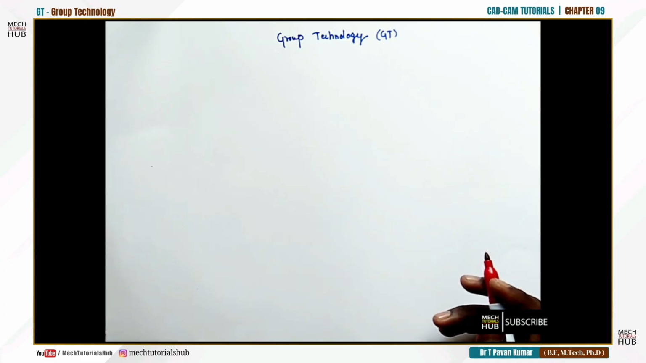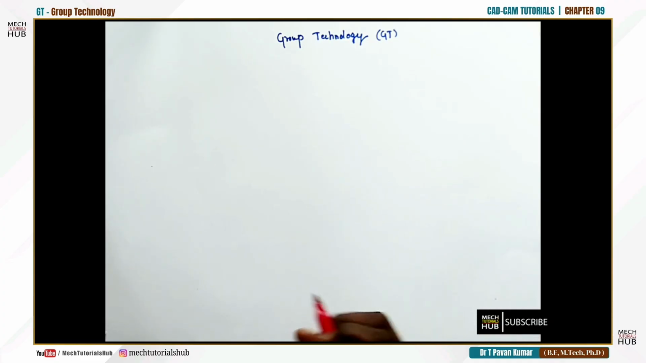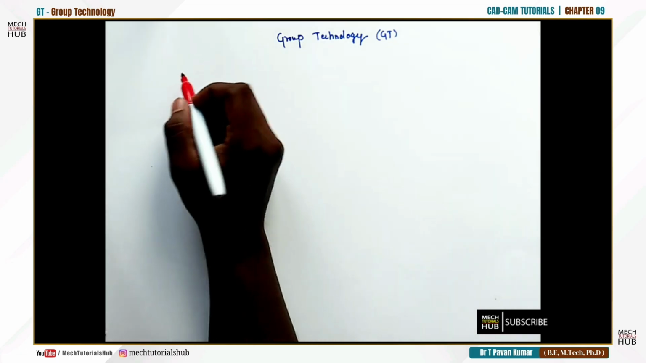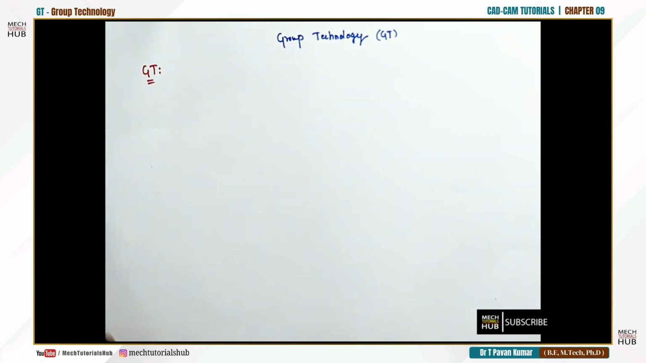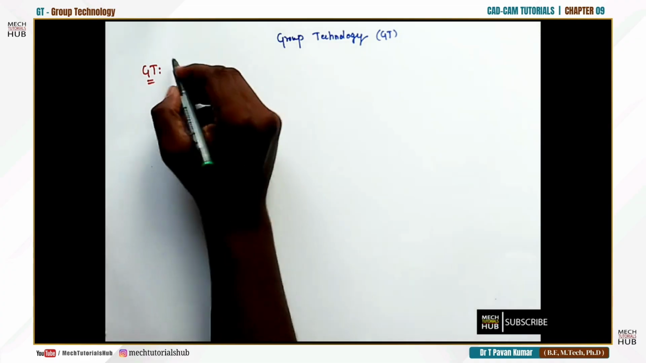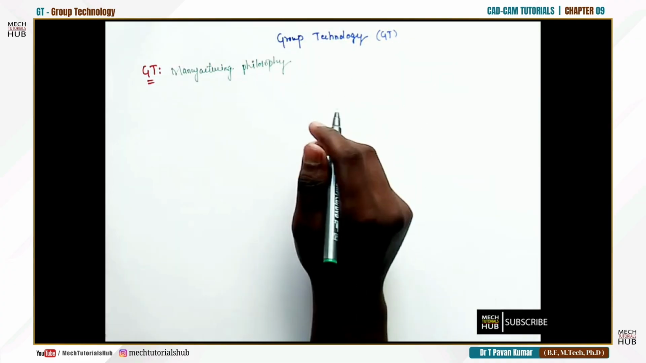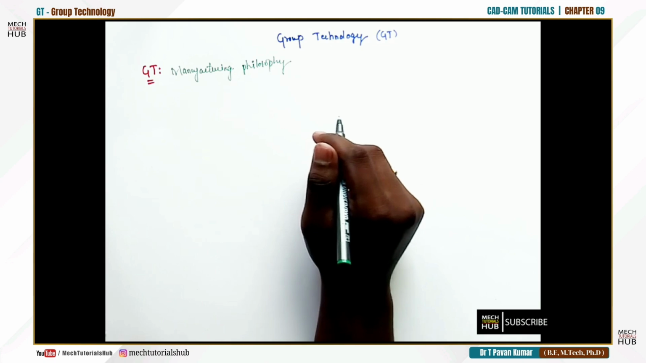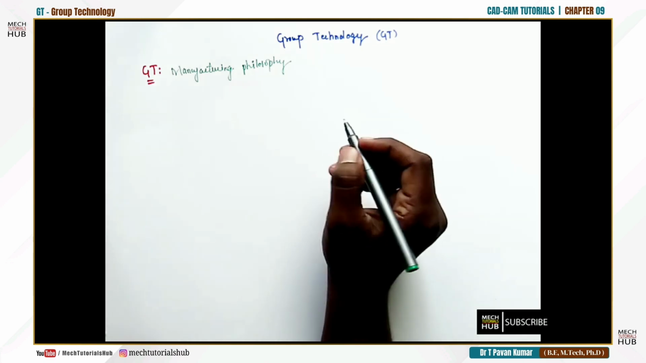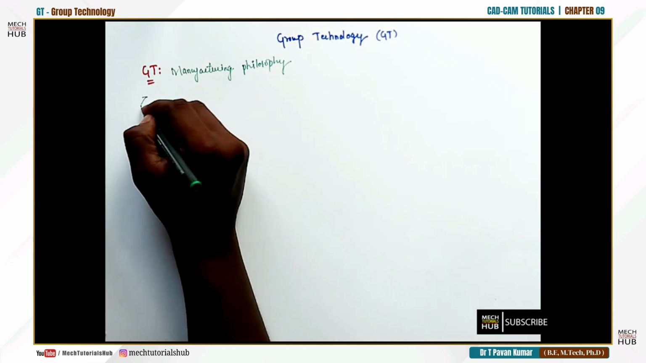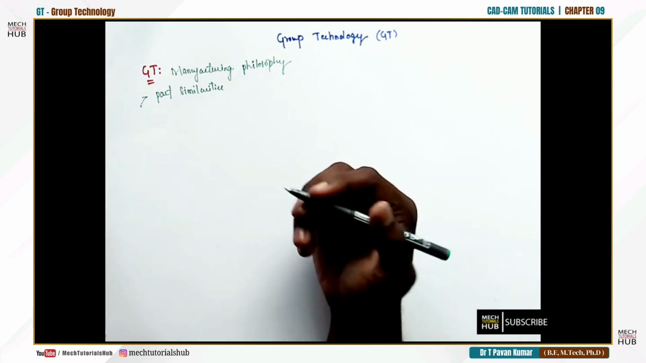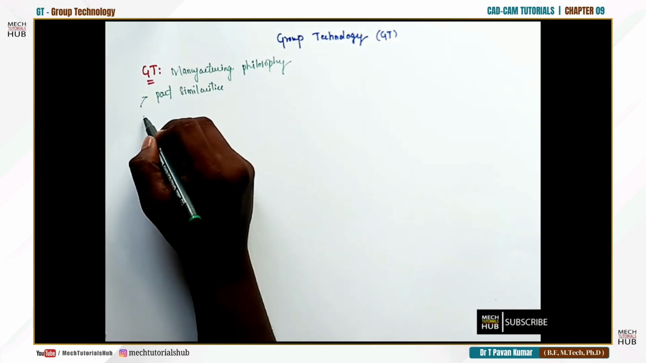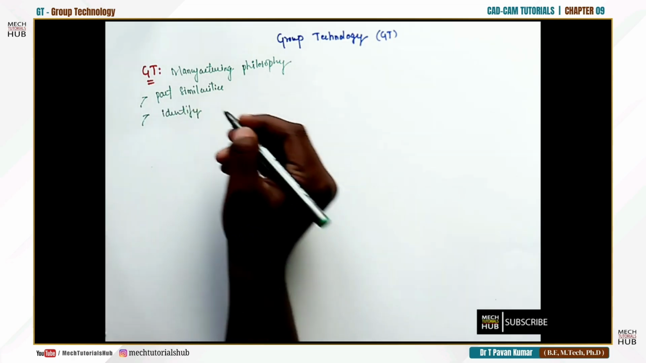Now in general, group technology is nothing but a manufacturing philosophy, which we call GT. It is a manufacturing philosophy in which similar parts are identified and grouped, just by looking at the part similarities. We can group them or identify them based on these similarities.